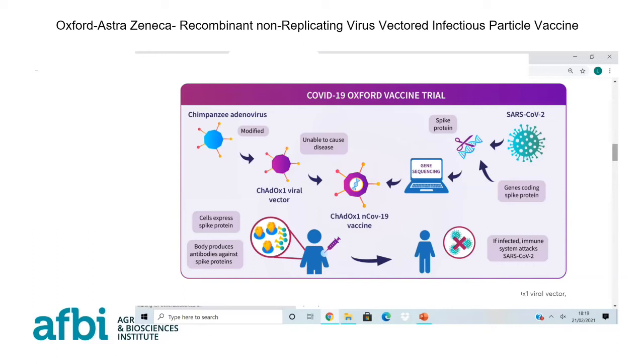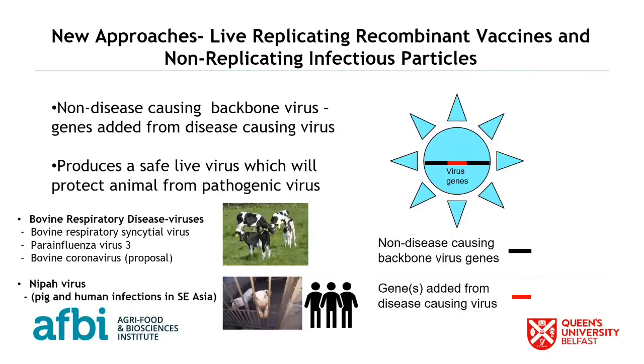That's then put into the backbone virus, and in this case it's a chimpanzee adenovirus. These, we call them infectious particles because they're not fully replicating viruses, are then injected into the person, and those chimeric virus particles go into your cell, but they'll make the virus spike protein, but they can't go any further.